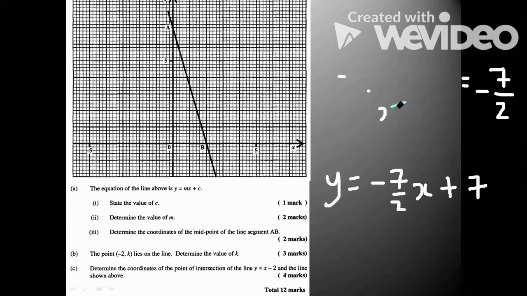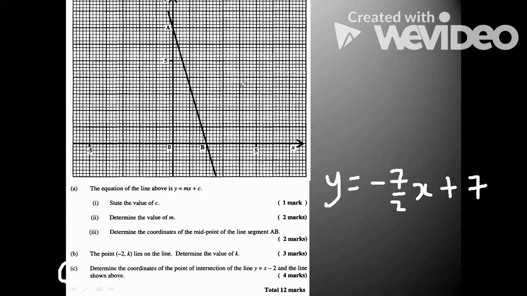All right, so to answer part C now, I think we're going to need a gradient, this thing here. All right, so part C, last part. Determine the coordinates of the point of intersection of the line y equals x minus 2 on the line shown above.